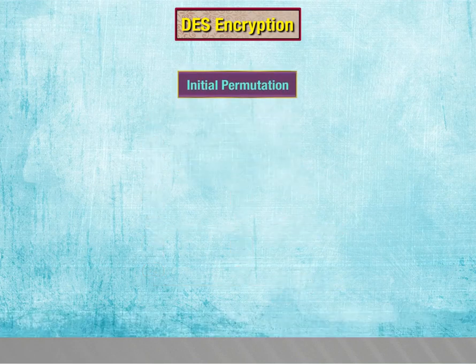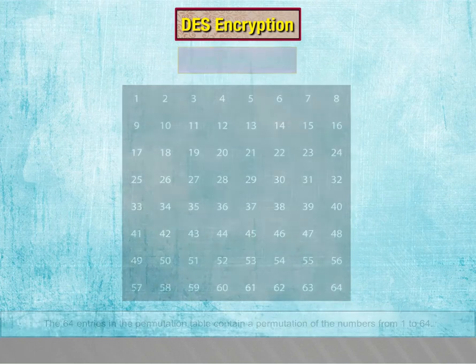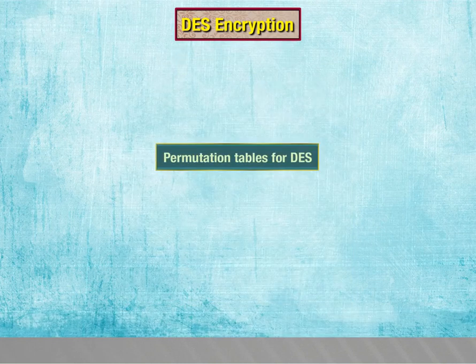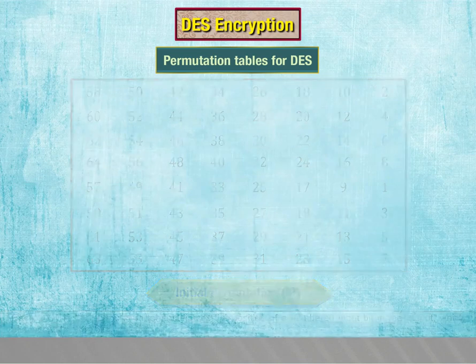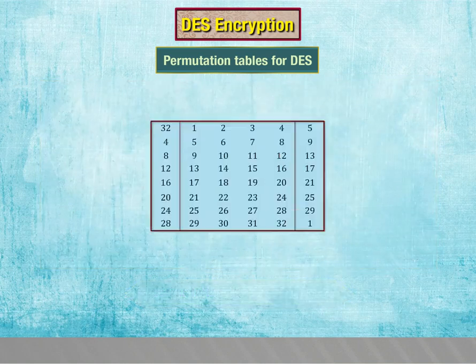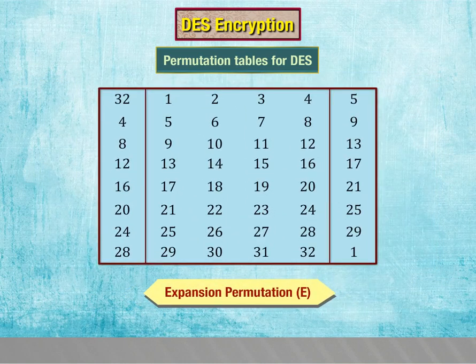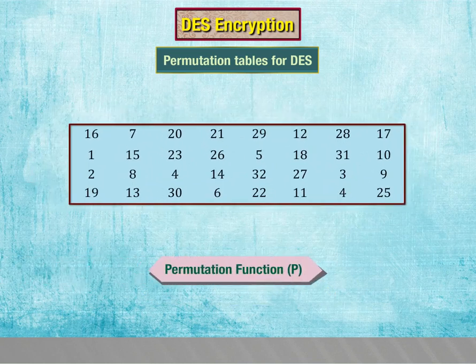Initial permutation. The 64 entries in the permutation table contain a permutation of the numbers from 1 to 64. Permutation tables for DES. Each entry in the permutation table indicates the position of a numbered input bit in the output, which also consists of 64 bits. Initial permutation IP. Inverse initial permutation IP-1. Expansion permutation E. Permutation function P.